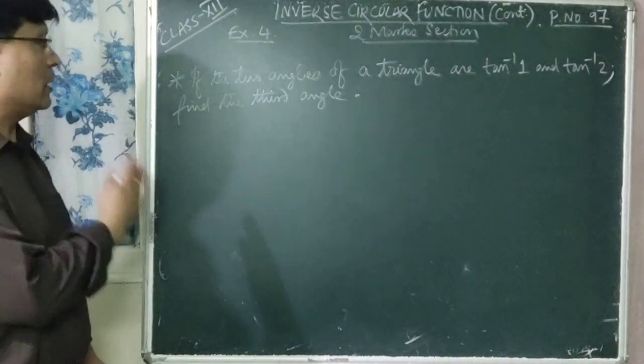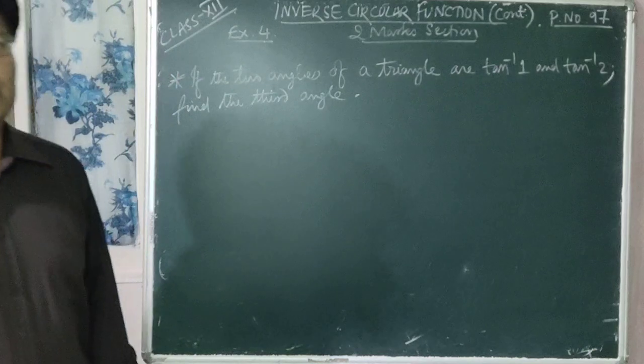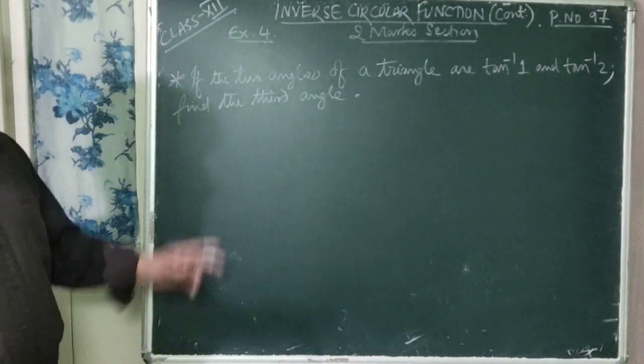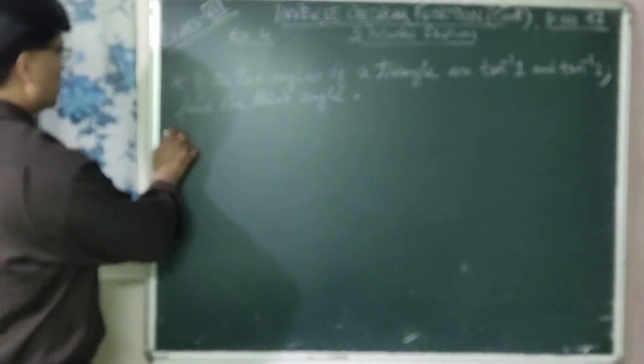So now let's do a similar type of question, but this question is not given in the book, right? So now if the two angles of a triangle are tan inverse 1 and tan inverse 2, what is the third angle? You have to find out the third angle. Okay, the method is same. Let the third angle be theta and the sum of the three angles of a triangle is equal to pi, right? So let's do the solution.